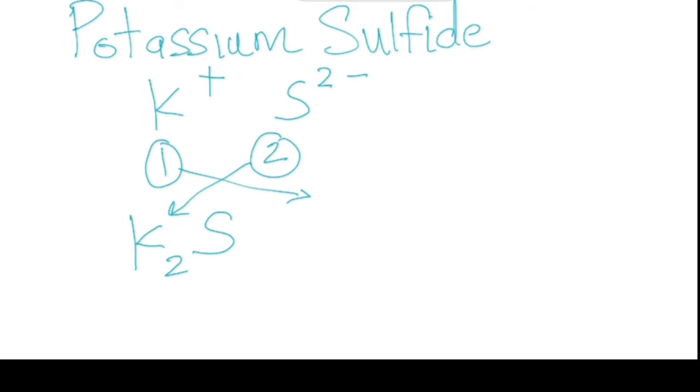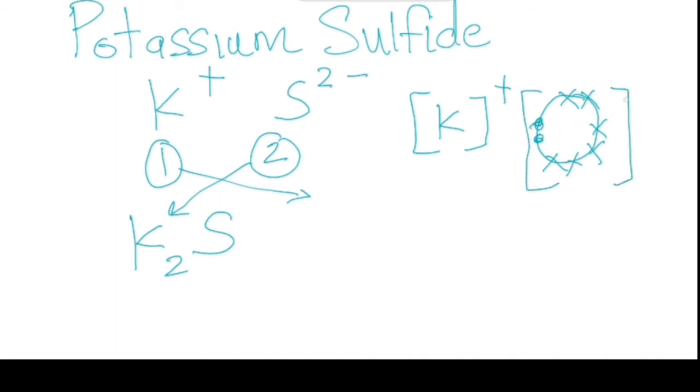Then you can draw the dot and cross diagram of potassium sulfide. So potassium is K plus. So that is potassium ion, and sulfide is S2 minus, right? With an overall charge of 2 minus and then S. So this will be the final dot and cross diagram of potassium sulfide, and this will be the formula of potassium sulfide.